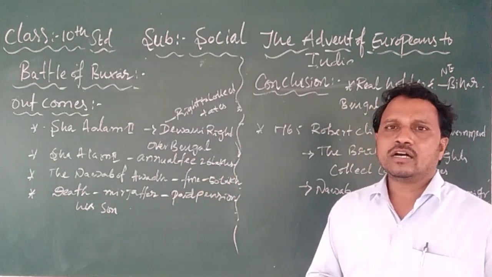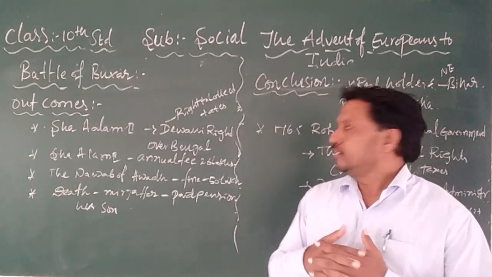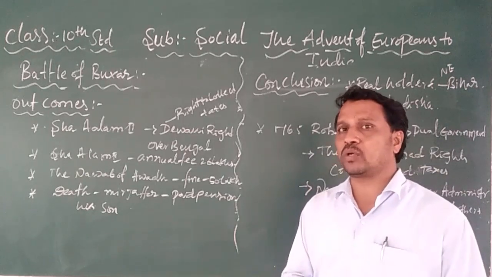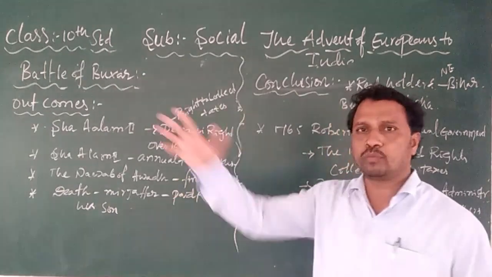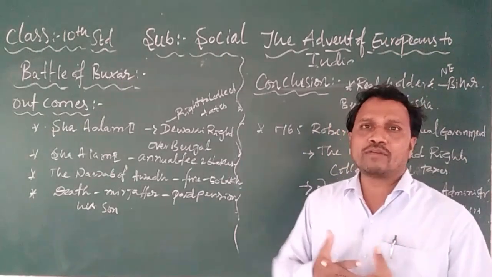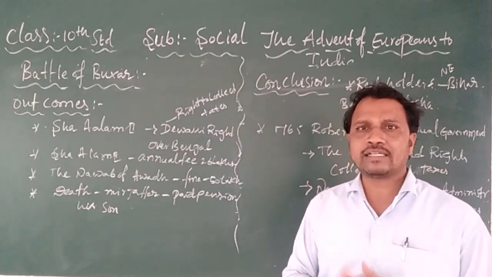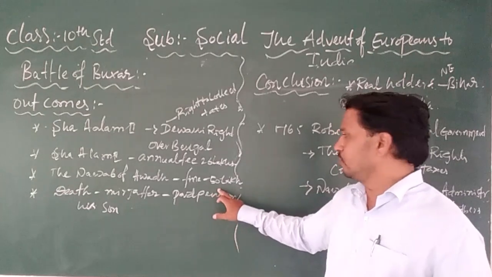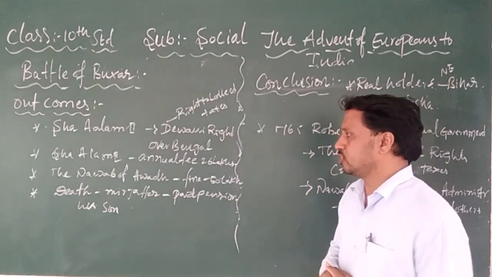And the second effect: Shah Alam II had to give an annual fee of 26 lakhs to the British because he gave support to Mir Qasim. And the Nawab of Awadh also gave support to Mir Qasim. He was involved in the war and supported Mir Qasim, so he had to give a fine of 15 lakhs to the British East India Company.